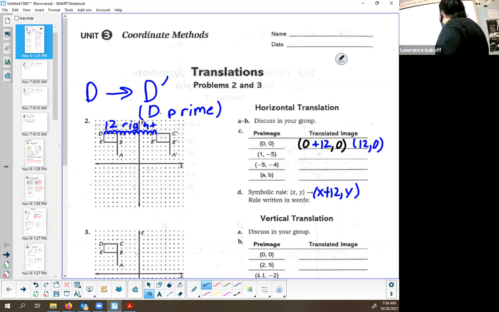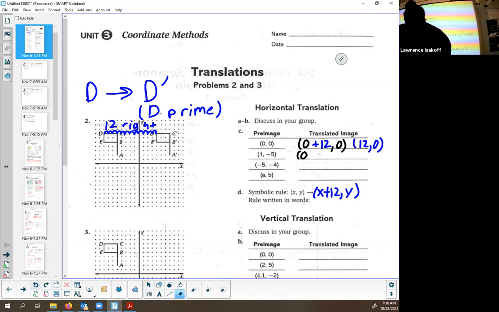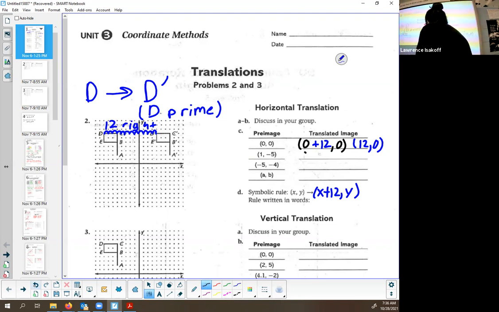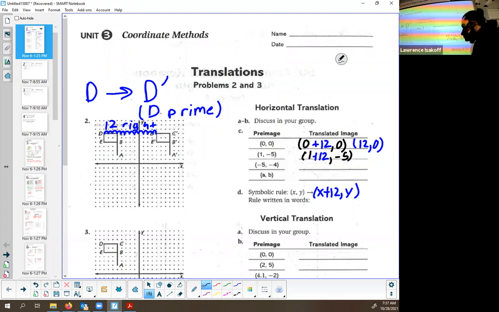Again, same idea here. This one doesn't start at 0. It starts out with an X value of 1. So I'm going to do 1 plus 12, because that's my rule, and the Y value is unaffected. So that's going to be comma negative 5. What's 1 plus 12? So now I get the point 13, comma negative 5.